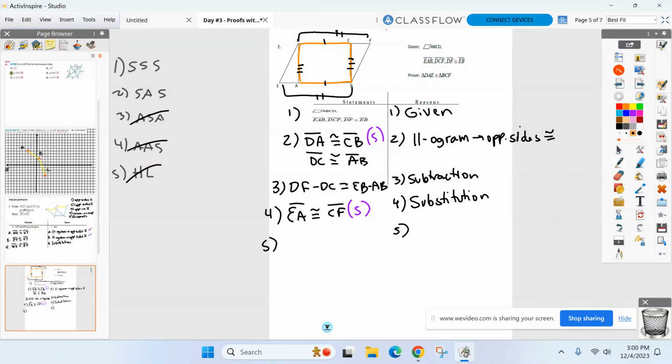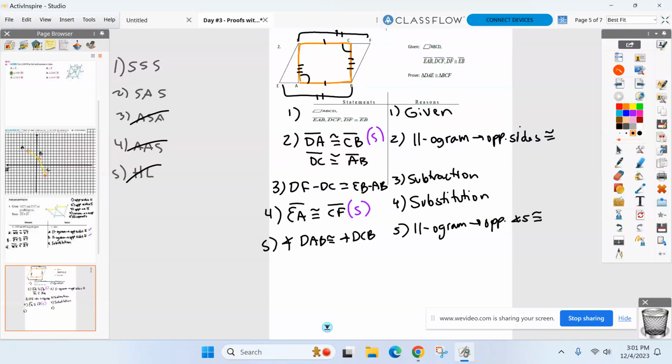All right, I'm going to get angle EAD congruent to FCB. Not because they're right angles. Again, they may look like them, but we have nothing that says they are. What we're going to do is go back to the properties of a parallelogram, and we're going to say the opposite angles are congruent. So angle DAB is congruent to angle DCB. Parallelogram implies opposite angles congruent.